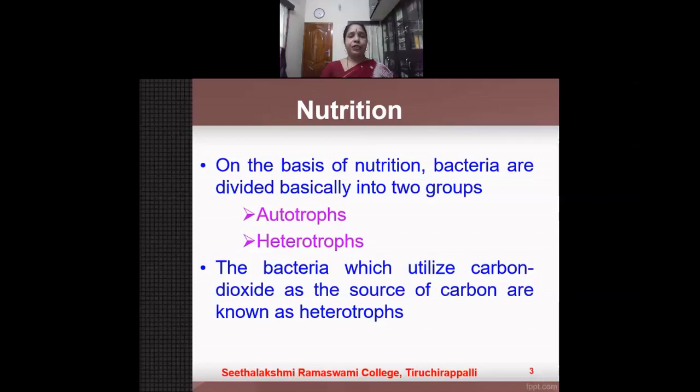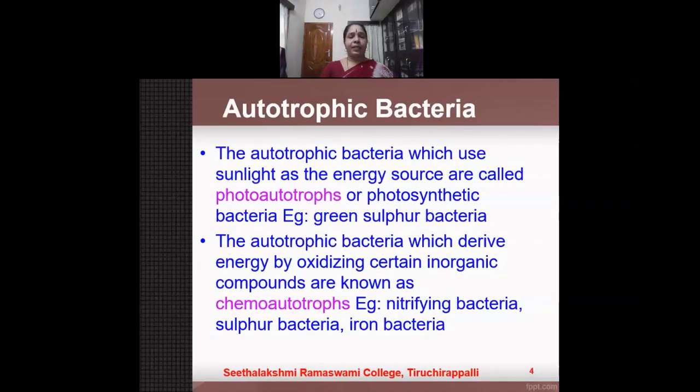The bacteria which utilize carbon dioxide as a source of carbon are known as autotrophs. Autotrophic bacteria. The autotrophic bacteria use sunlight as the energy source and they are called as photoautotrophs or photosynthetic bacteria. Example, green sulfur bacteria. They are capable of synthesizing their own food.